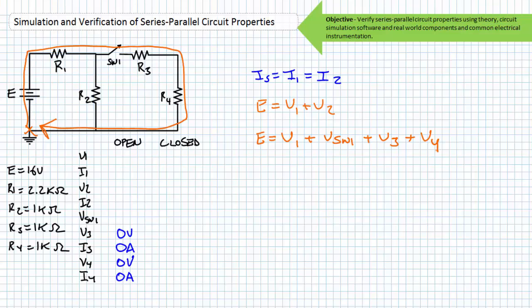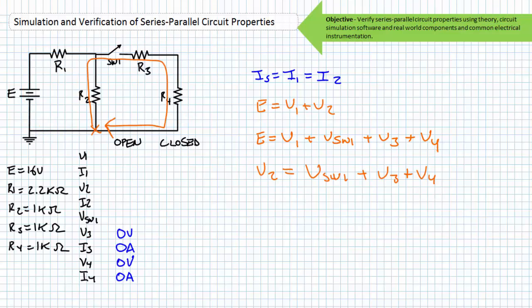A KVL analysis of this loop suggests that E equals V1 plus the voltage across switch 1 plus V3 plus V4. An additional KVL analysis, accounting for polarity induced by conventional current, suggests that V2 equals the voltage across switch 1 plus V3 plus V4. Given V3 and V4 are both 0 volts, this suggests that the voltage drop across the open switch will be equal to the voltage drop across V2.